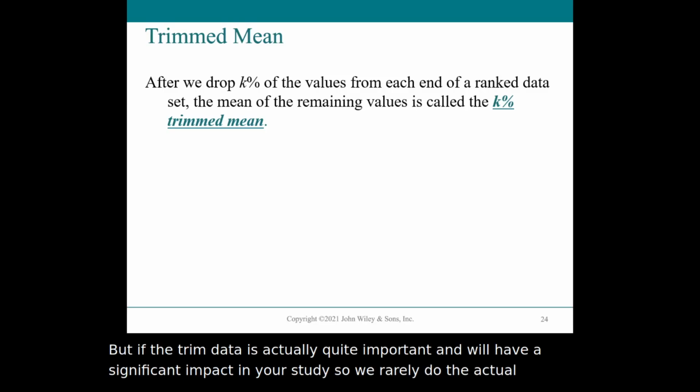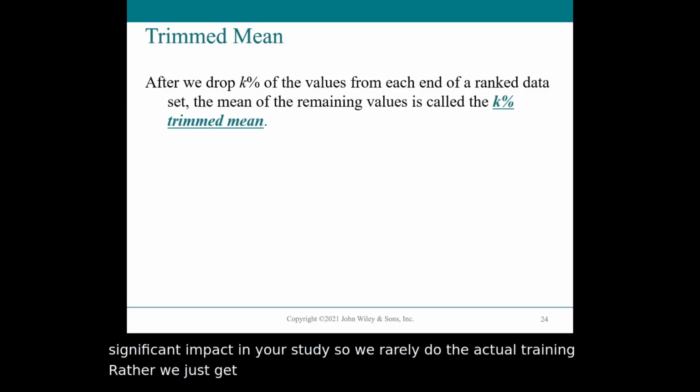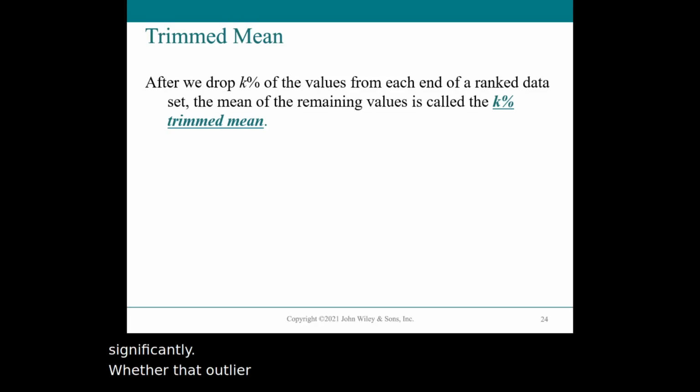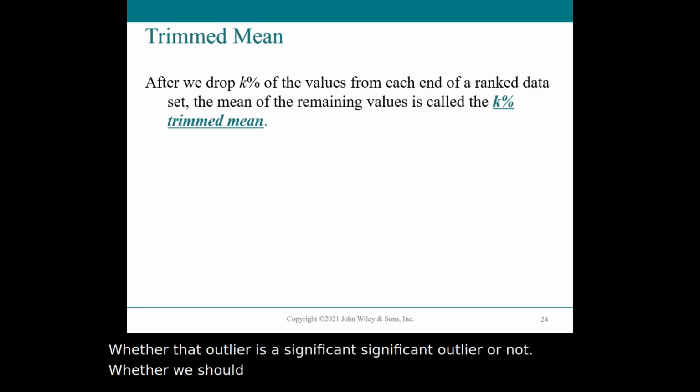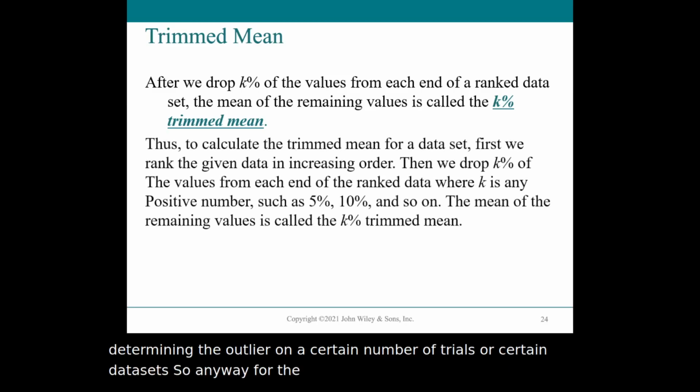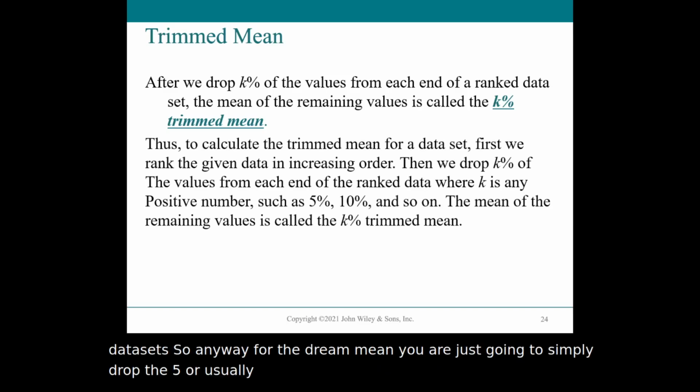Rather, we just assess whether that outlier is a significant outlier or not, whether we should do that or not. So you have a separate test for determining outliers on a certain number of trials or certain data sets. Anyway, for the trimmed mean, you are simply going to drop 5 or usually 10% of a certain data.